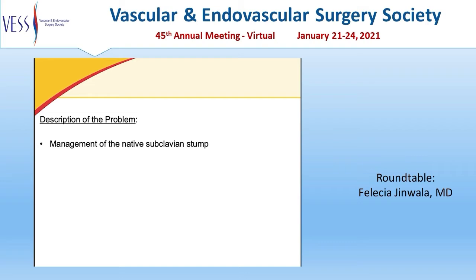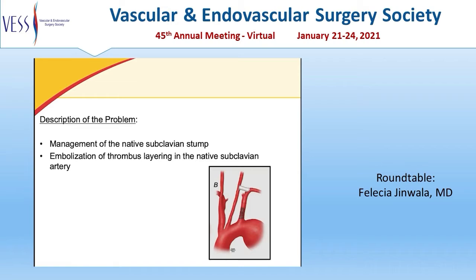However, less well defined is the management of the native subclavian stump, and in fact, embolization may occur due to thrombus layering in the native subclavian artery. Here, in the image depicted, we see a left carotid to subclavian artery bypass, and if we imagine the area indicated here as thrombus, we can imagine this would embolize through a patent left vertebral artery. This would lead to vertebrobasilar insufficiency.